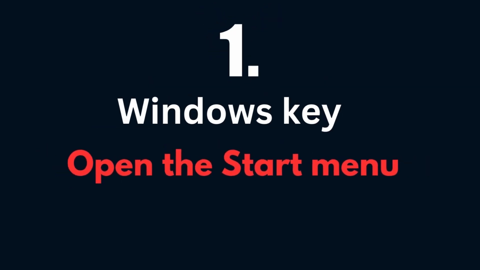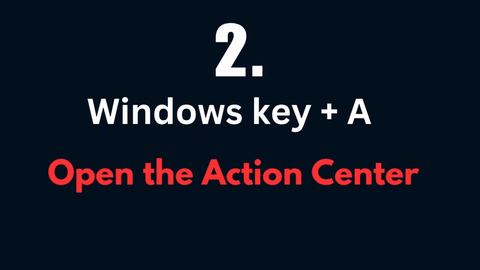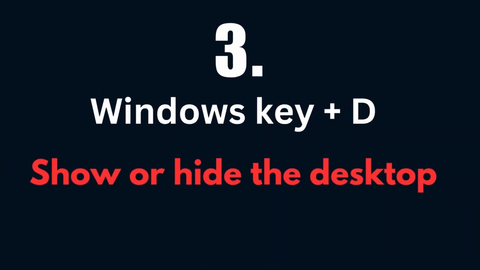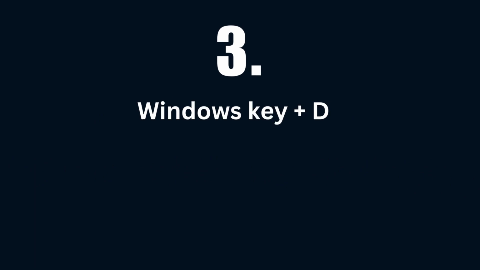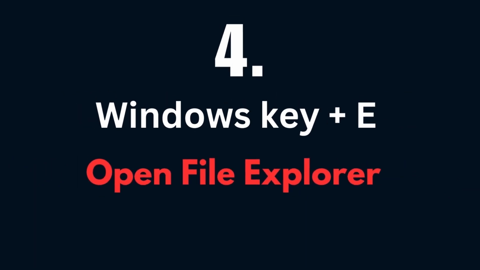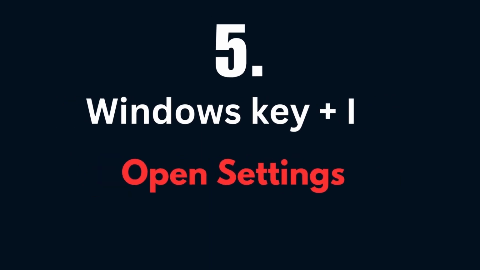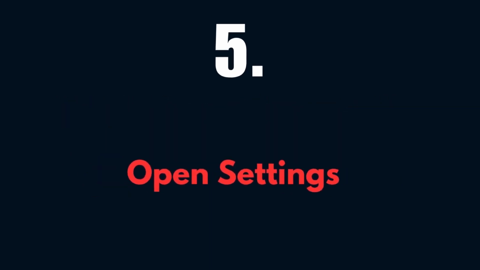First, Windows key: open the Start menu. Second, Windows key plus A: open the Action Center. Third, Windows key plus D: show or hide the desktop. Fourth, Windows key plus E: open File Explorer. Fifth, Windows key plus I: open Settings.